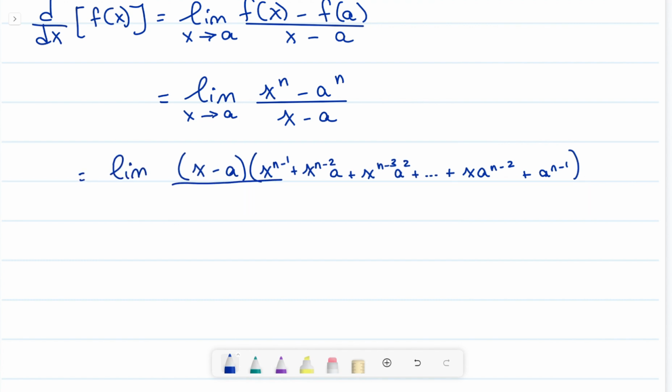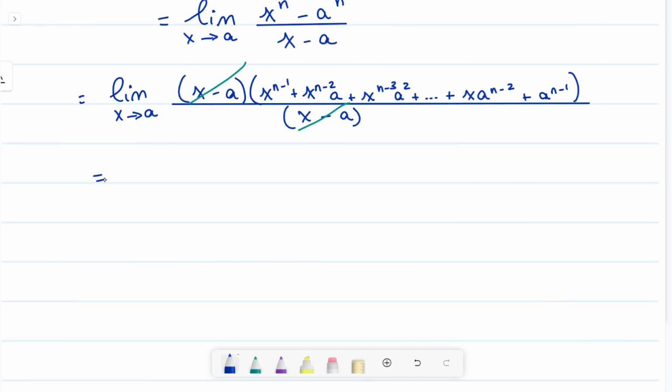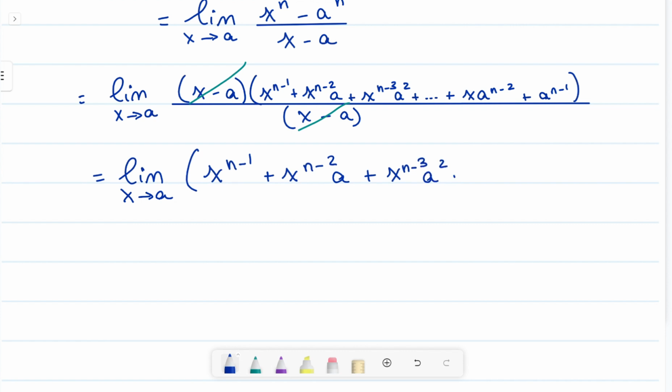So I get the limit as x approaches a of this entire thing divided by x minus a. And as you might notice, we can cancel x minus a from the numerator and the denominator. This leaves us with the limit as x approaches a of x to the power of n minus 1 plus x to the power of n minus 2 times a plus x to the power of n minus 3 times a squared plus dot dot dot plus x times a to the power of n minus 2 plus a to the power of n minus 1.